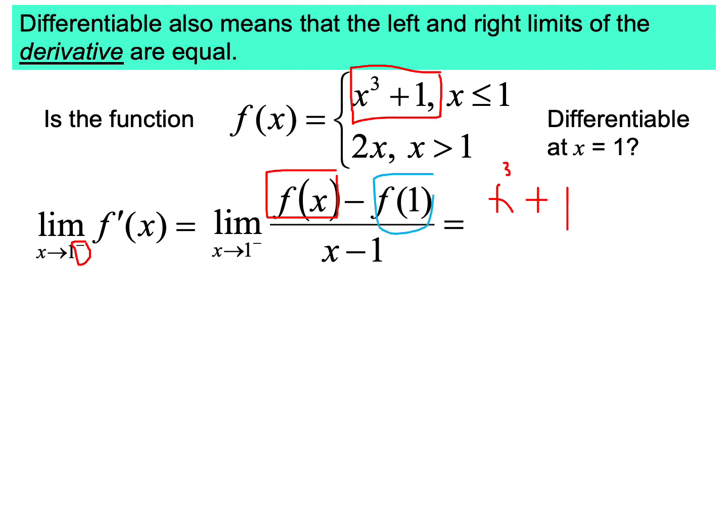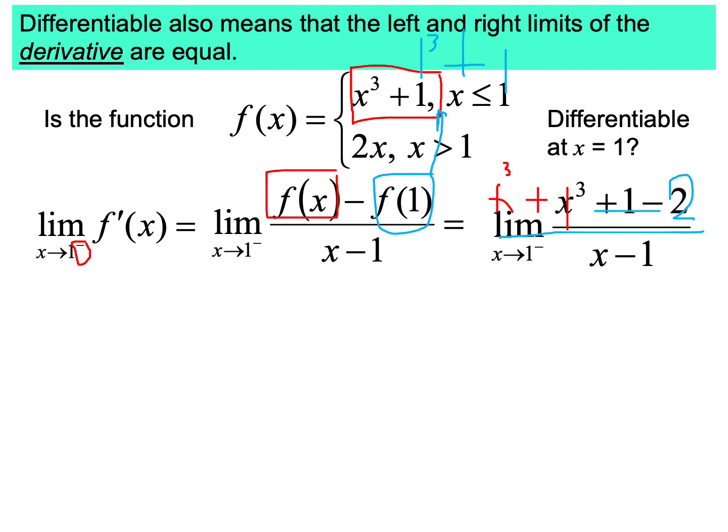F of 1, I just replace x by 1 here, so I get 1 to the power 3 plus 1, which will be 2. So it will be minus 2, and the denominator stays as it is. Now if I simplify more, I will get this one. Now this is a new limit. If I replace, I will get 0 over 0, so I don't replace, I do factoring.